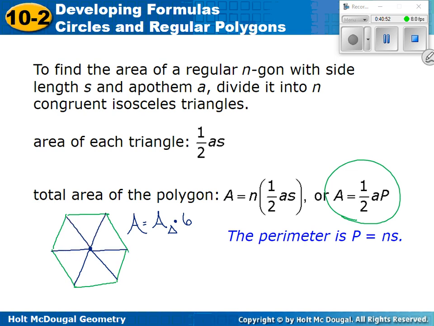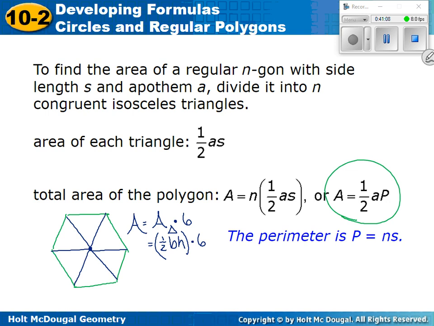All right, I'm trying to go slow to make sure everybody's following me. Area of a triangle we know is 1/2 the base times the height, right? Times 6, because we have 6 of them here. Are we all following that?